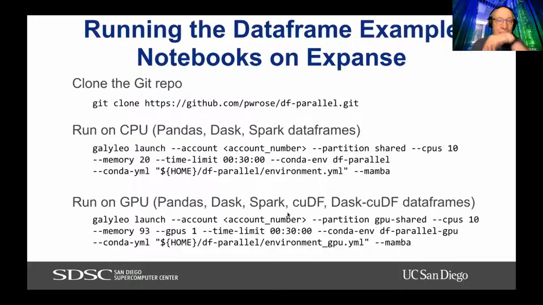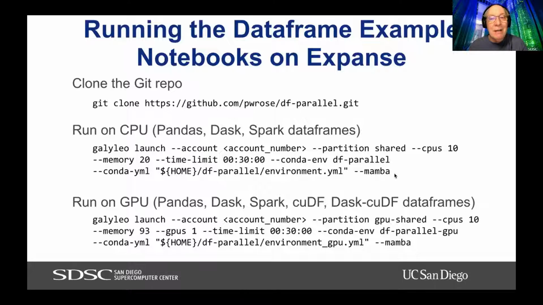Okay, so how will we run those notebook examples? It would work like this. First, you clone this Git repository. Then to run it on CPU, we can run the Pandas, Dask, and Spark data frames. And this is a launch command, as I've shown you before, with account number here, shared partition, 10 CPUs, 20 gigabytes of memory, 30 minutes. This is the name of the environment, and this is the path to the environment.yml file, and that's Mamba, which I'll talk about later.